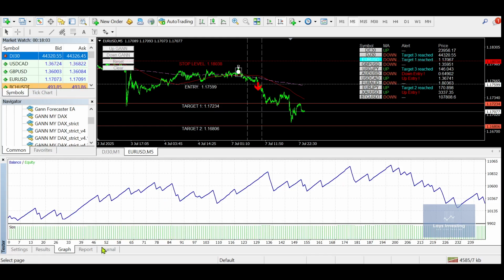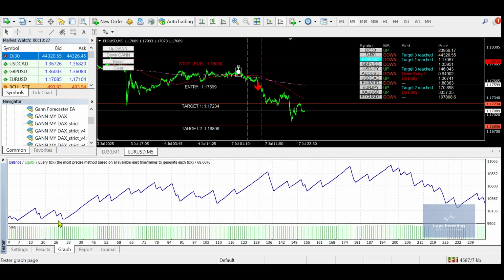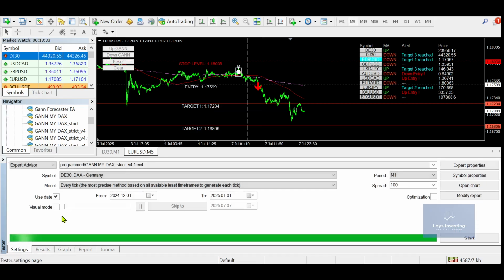Anyhow, we have the balance. Yeah, no profit, no loss. So profit factor of 1.06. Okay. Drawdown a little bit higher, 7%, 7.3. But the absolute drawdown is $68, so that's good. January.